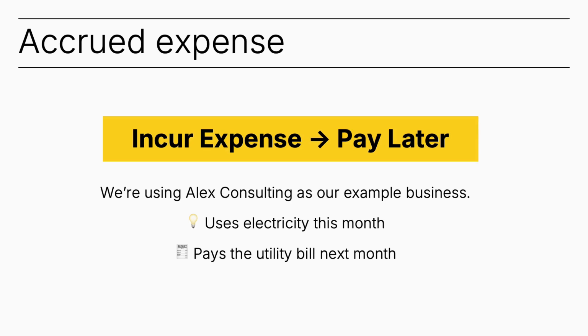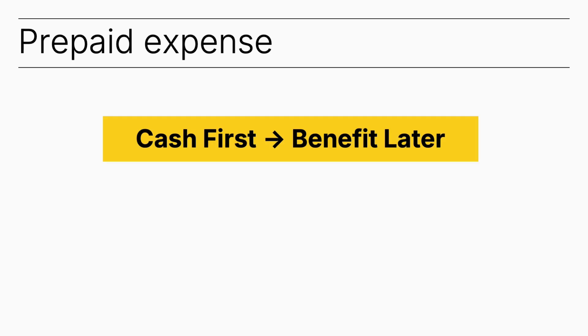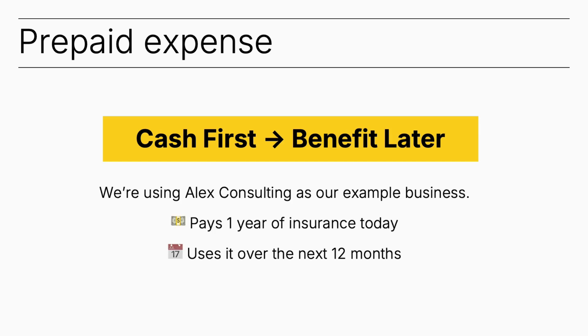Now, let's try to switch direction, where money comes before anything else. Prepaid expense. As you noticed, the order changed. Here, money is paid first, then the benefit is received later. Let's look at the example. Alex Consulting pays for 1 year of insurance today. Although the cash is paid up front, the insurance provides benefits over the next 12 months. This means the expense isn't recognized all at once. Instead, it's recognized month by month as the insurance coverage is used. So the key idea is, money first, benefit later.